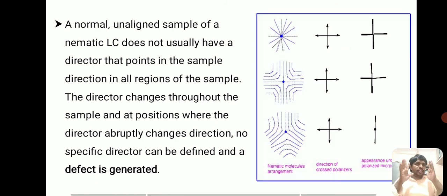See here, a normal unaligned sample of a nematic liquid crystal doesn't usually have a single director. You can see the picture here, three pictures. In this sample, the director changes throughout the sample, and at positions where the director abruptly changes direction, no specific director can be defined and a defect is generated.